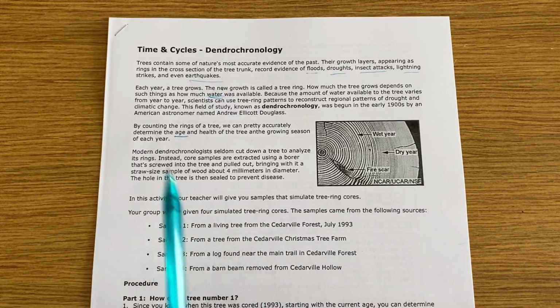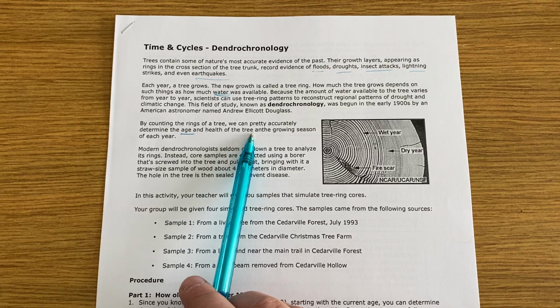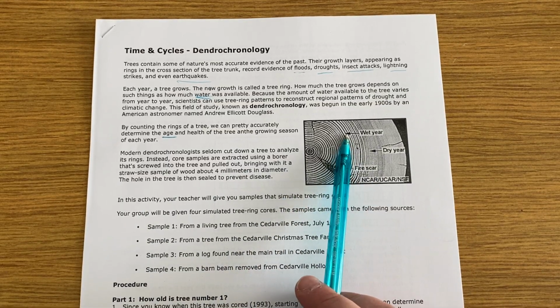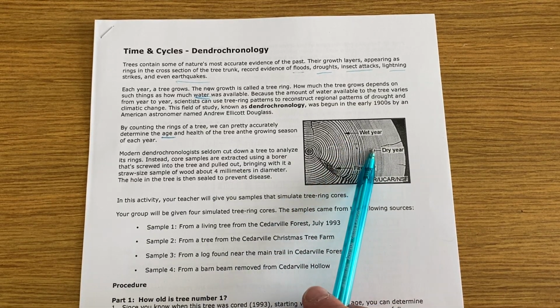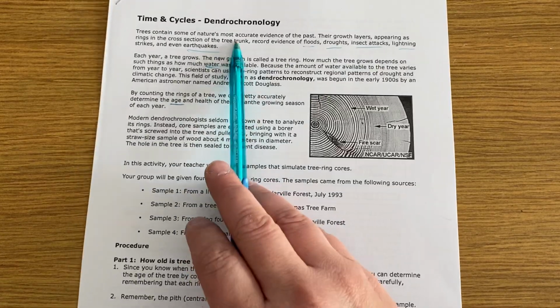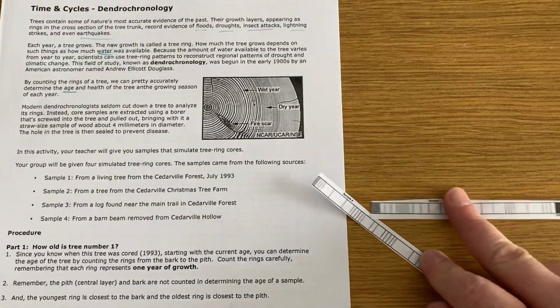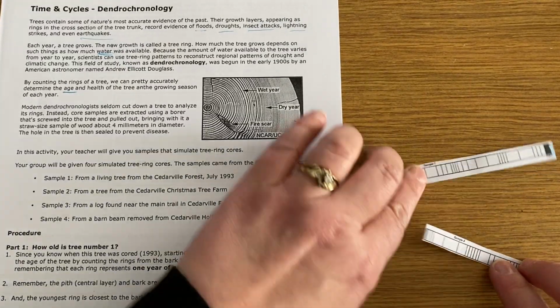All right, for the tree ring assignment, you're going to be reading through this. It's going to talk about how we learn information from the tree rings. Over here it shows we've got a wet year where it's thicker, dry year where it's thinner. Here shows a fire scar, but go ahead and read through this. We have 4 tree samples, which are going to get cut out from the paper.